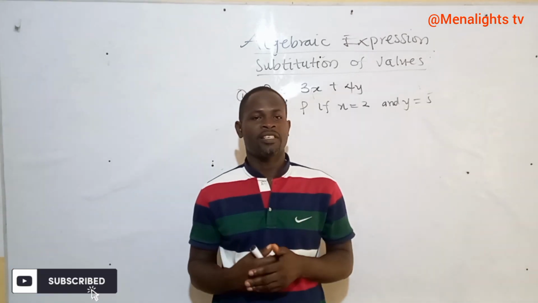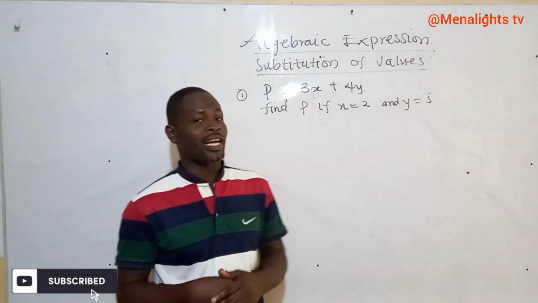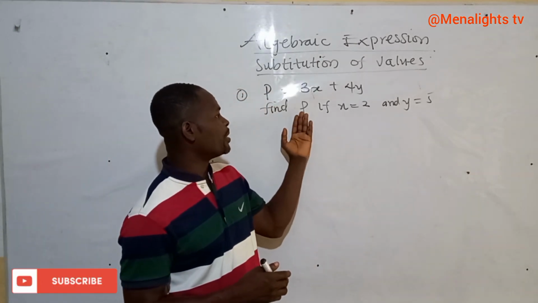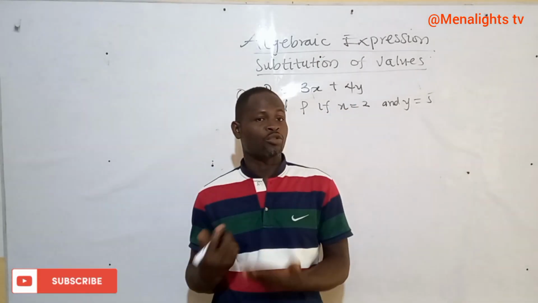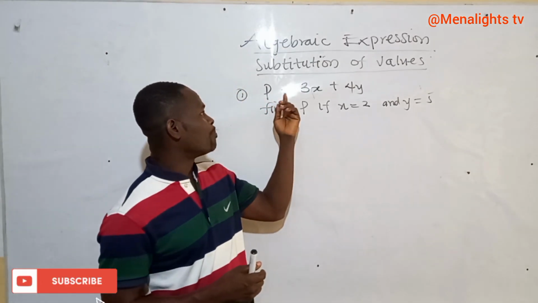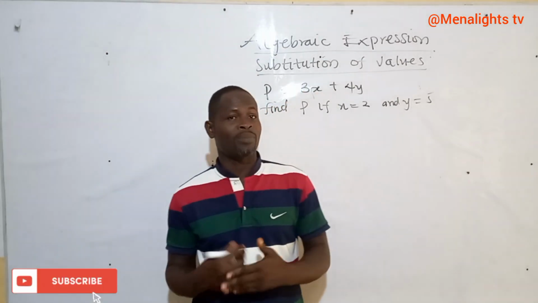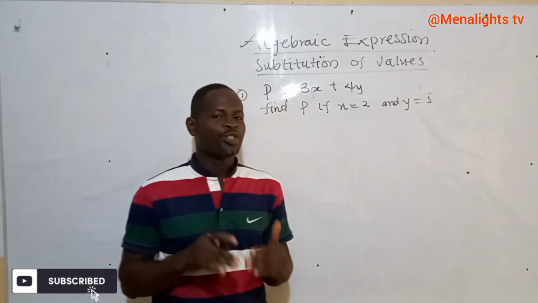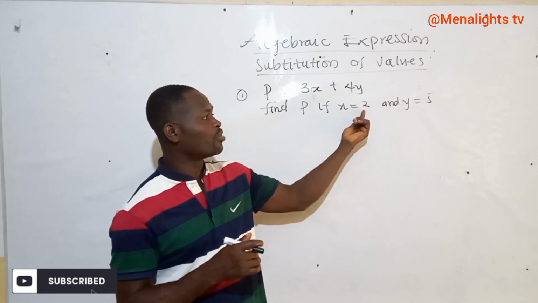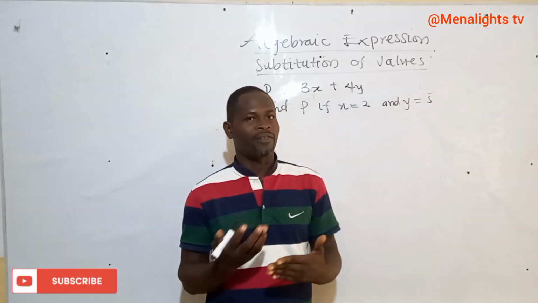So we have our first example, which is p is equal to 3x plus 4y. The question says find p if x is equal to 2 and y is equal to 5. Now here we know that p is giving us what? 3x plus 4y. So in place of x and y, we are going to put their values in. So the x is 2 here and the y is 5.